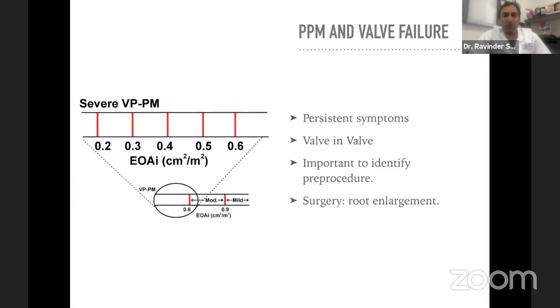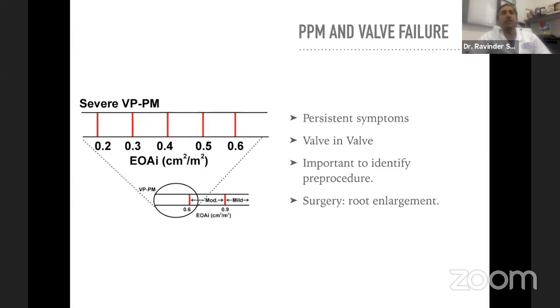This is very important for us to understand. What is patient prosthesis mismatch? Patient prosthesis mismatch means the prosthesis which you have put inside the patient is smaller for the patient's body surface area and the cardiac output which is being generated. And by definition, if the effective orifice area is less than 0.6 centimeter per meter square, there is a patient prosthesis mismatch. So these patients would have symptoms anyhow on follow-up also.